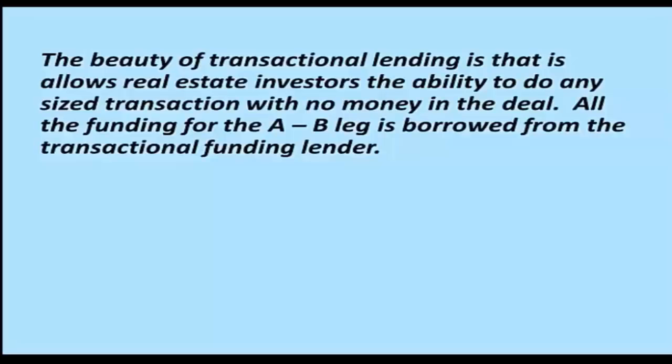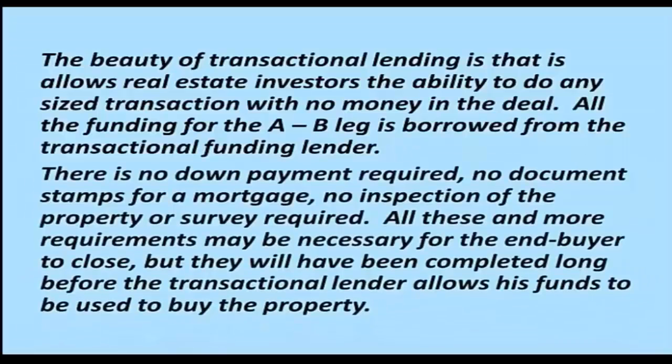All the funding for the A to B leg is borrowed from the transactional funding lender. There's no down payment required, no document stamps for a mortgage, no inspection of the property or survey required. All these and more requirements may be necessary for the end buyer to close, but they will have been completed long before the transactional lender allows his funds to be used to buy the property.